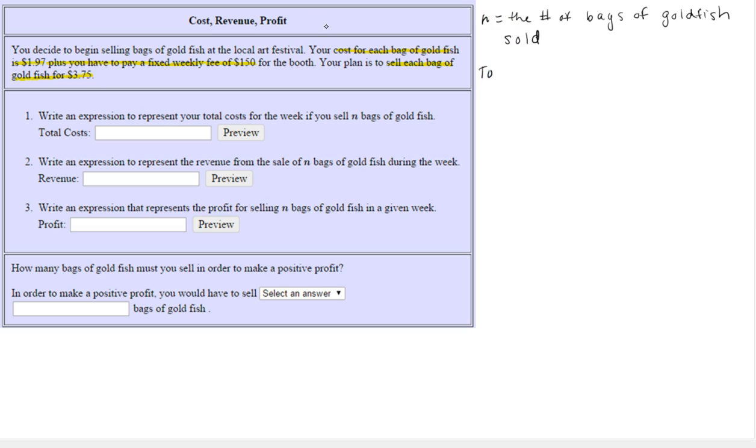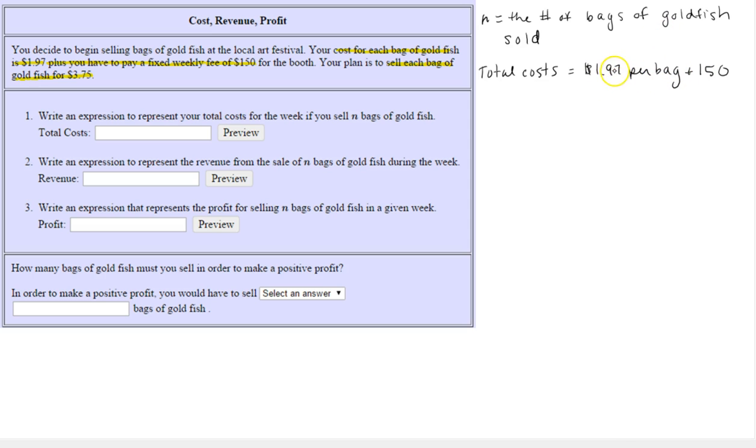So the total cost, well, we know it's going to be $1.97 for each bag of goldfish. So $1.97 per bag, plus a fixed weekly fee of $150. So I'm just going to write plus $150. So that's for the booth where you're going to sell the goldfish. Now, remember, this is $1.97 per bag of goldfish.